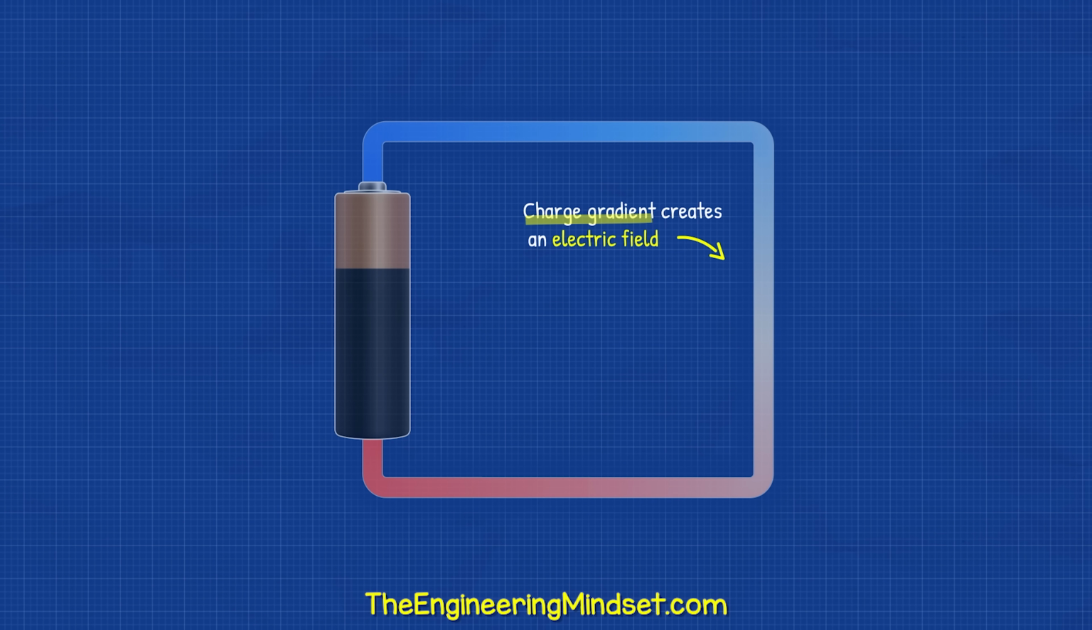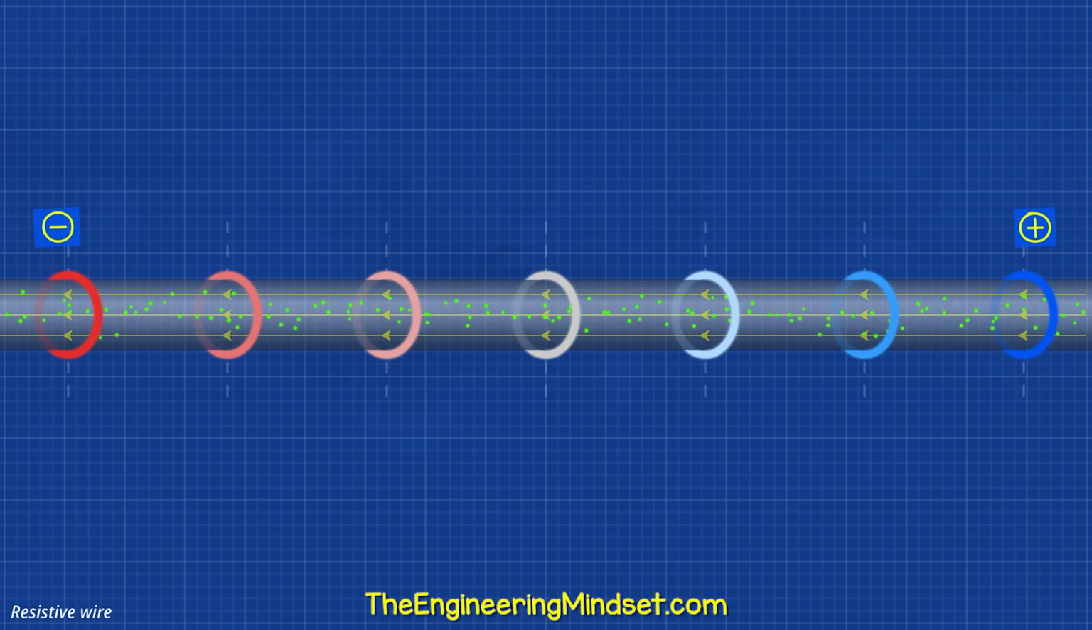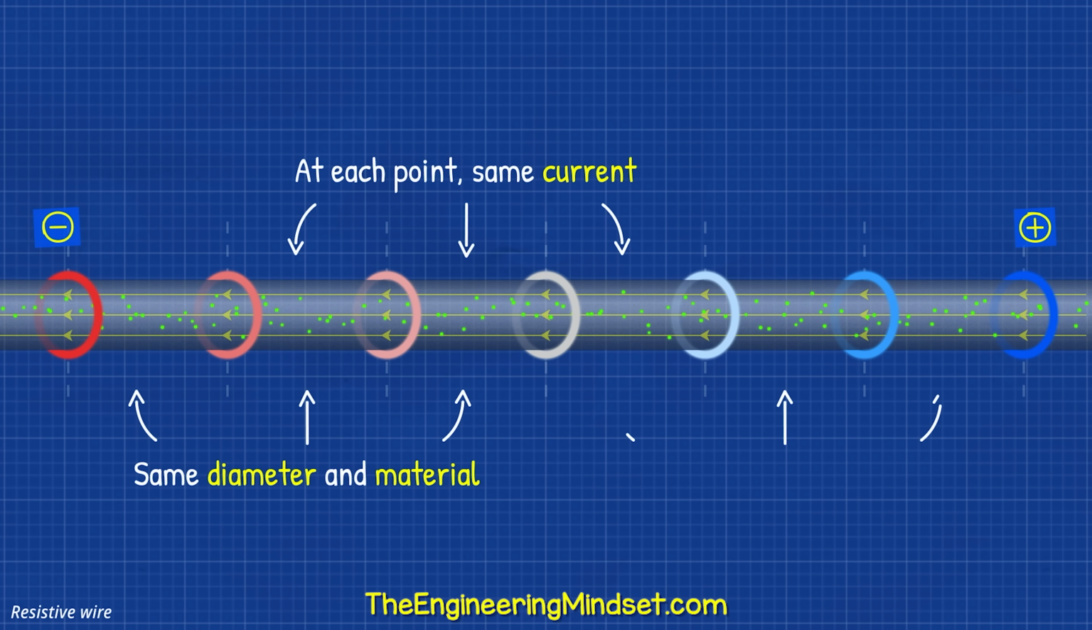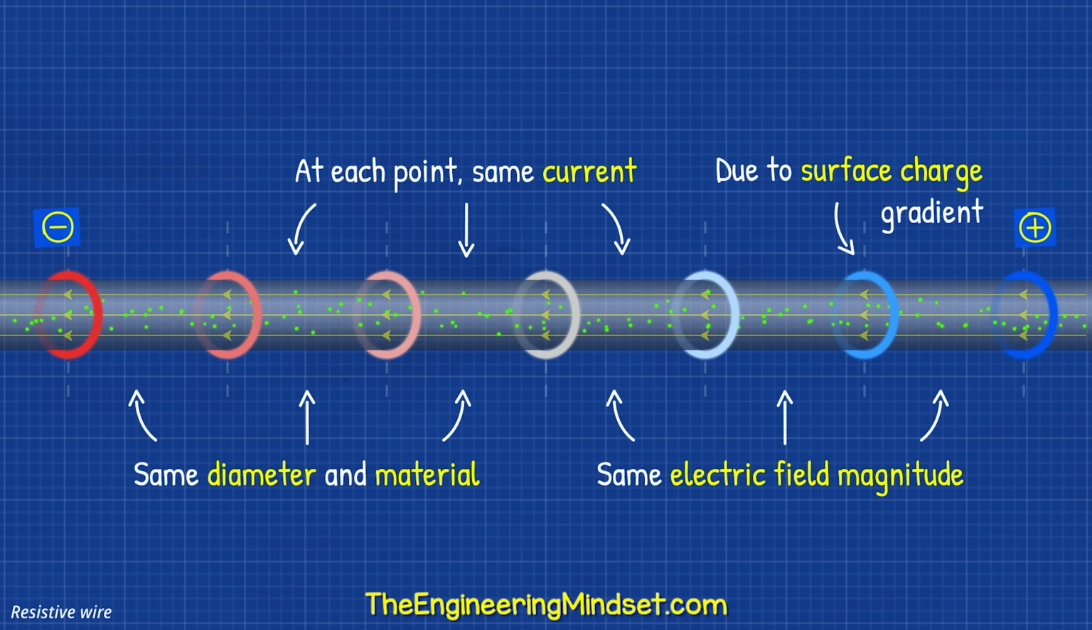The gradient of charge creates an electric field around the entire circuit, which forces the electrons to move. The energy is stored in a charge around the wires. This resistive wire is the same diameter and the same material, and the current is the same at each point. So the magnitude of the electric field must also be the same, which is caused by the surface charges.